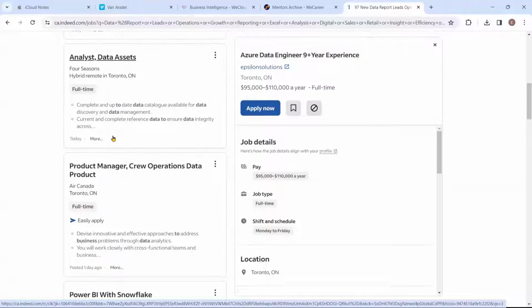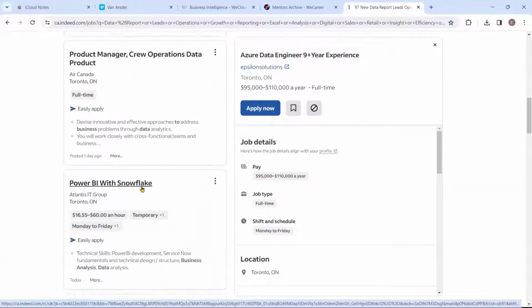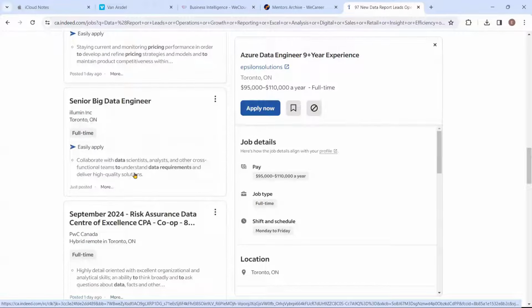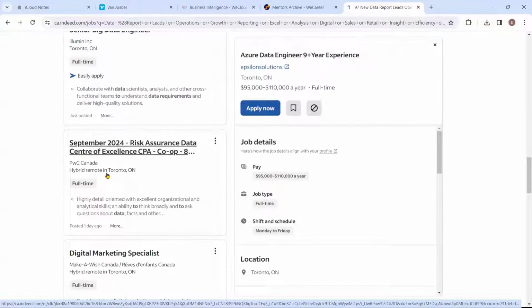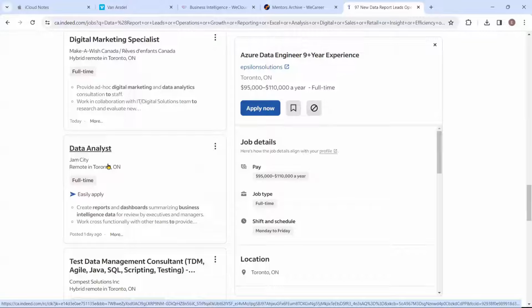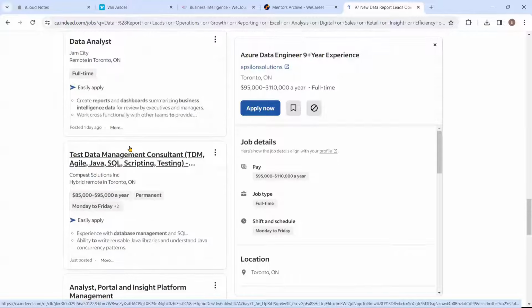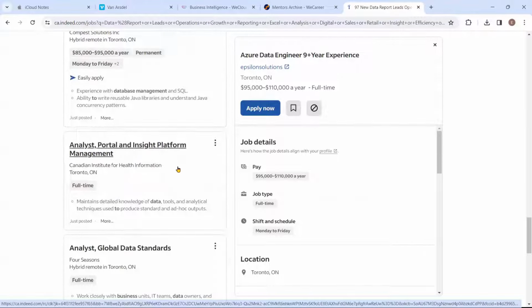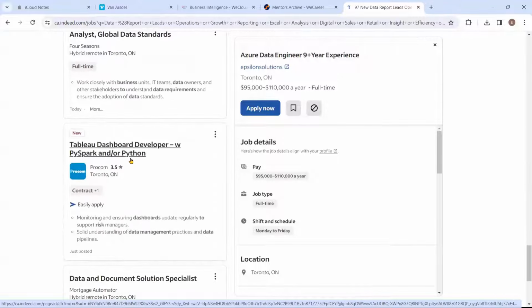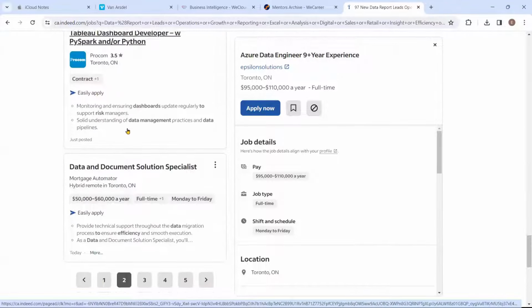Four Seasons again. Data assets analyst. Air Canada again. Hyundai again. PwC, so this is consulting. Risk assurance data. Jam City, I know this company. My son actually worked at Jam City. So data analyst. This is healthcare. Four Seasons again. Agency.